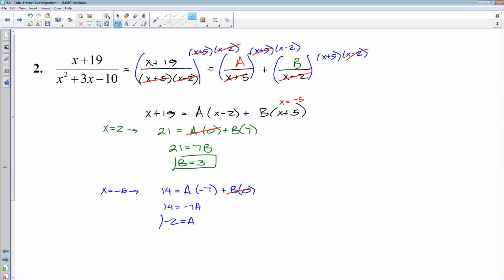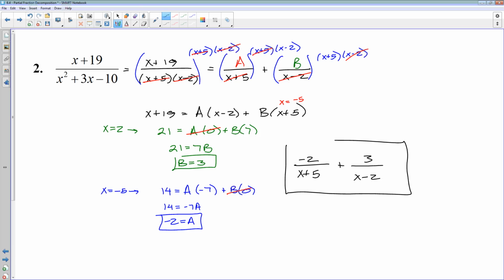And we have done all the hard work now. But don't get lazy. This is not the final answer. Your final answer is what you get when you plug your numbers back in. A is negative 2, and I put a over x plus 5. B is over x minus 2. And we know that b is 3. So that is your answer for this problem.